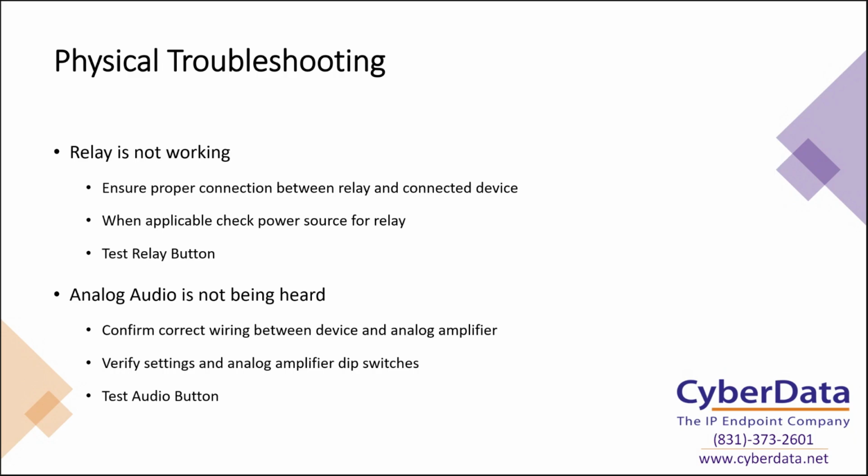And again, whenever you're testing something like this and you just want to confirm that the analog audio is working through that amplifier, use the test audio button. It's a known good way, and you're isolating any other potential variables from your phone system or your other audio sources. Just make sure it's working with our device and the analog amplifier, and then add everything else in once you confirm that you've got a good connection there.